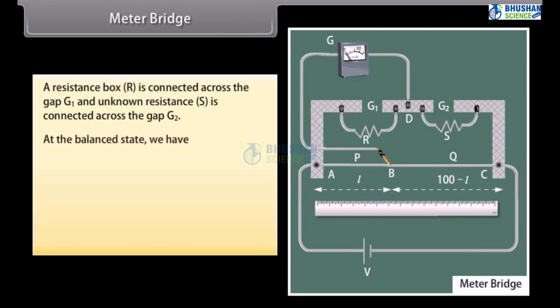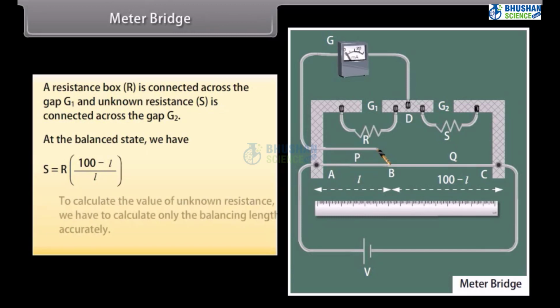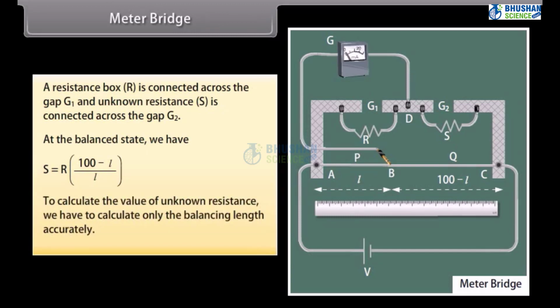At the balance state, we have S is equal to the product of R and within parenthesis 100 minus L upon L. To calculate the value of unknown resistance, we have to calculate only the balancing length accurately.